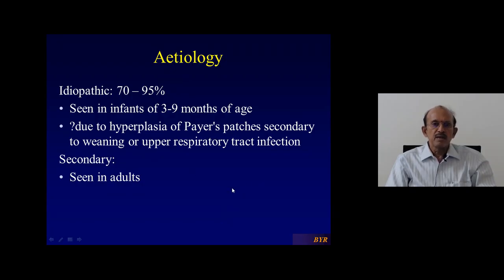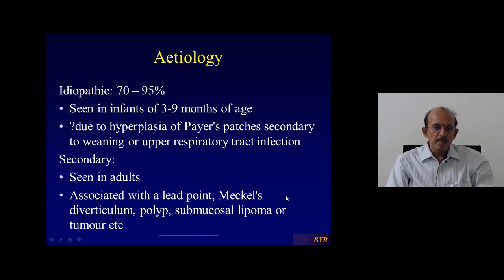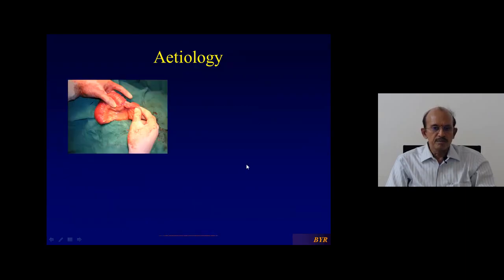Secondary intussusception, that is secondary to some polyp or some mass. This is seen in adults associated with lead points due to Meckel's diverticulum, a polyp, submucosal lipoma, or a tumor.